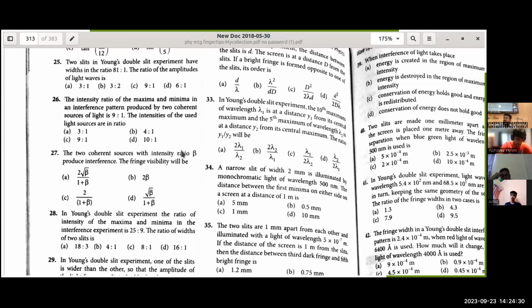Now do it. Fringe visibility is being asked. The intensity ratio is beta. So I1 by I2 is beta. Intensity ratio is I1 by I2, yes. I1 by I2 is beta.